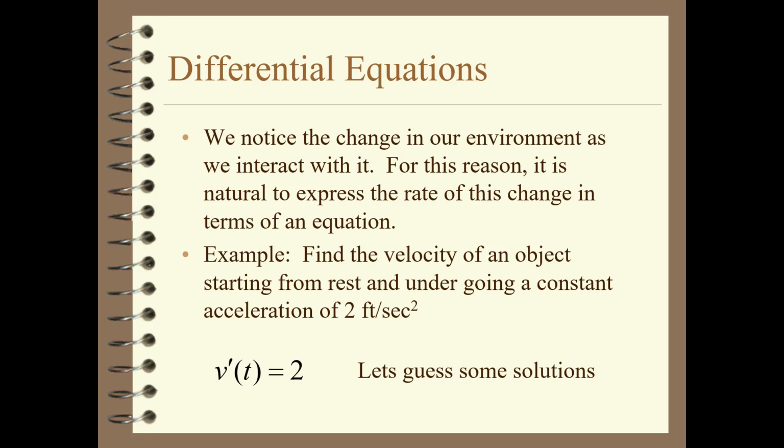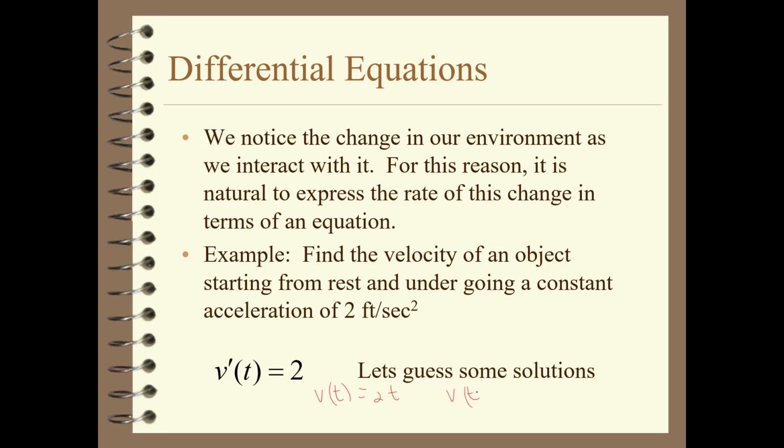As an example, if you want to find the velocity of an object starting at rest and undergoing a constant acceleration of 2 feet per second squared, that means the acceleration, being the derivative of velocity, is 2. So then we might wonder, what's the velocity function? I want to undo the derivative. To do so, you can guess that v of t could be 2t. That might be right. After all, this derivative is 2.